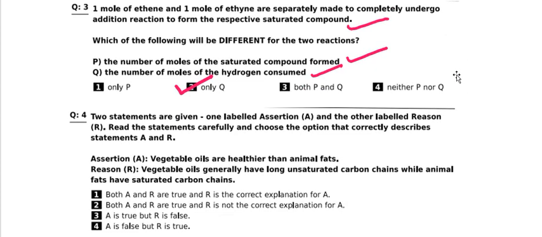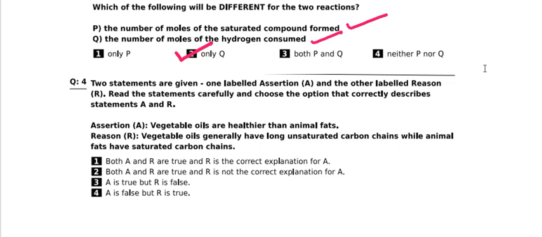Question number 4 on your screen is assertion and reason. Two statements are given. One labelled assertion A and the other labelled reason R. Read the statements carefully and choose the option that correctly describes statements A and R. Assertion: vegetable oils are healthier than animal fats. Reason: vegetable oils generally have long unsaturated carbon chains while animal fats have saturated carbon chains.